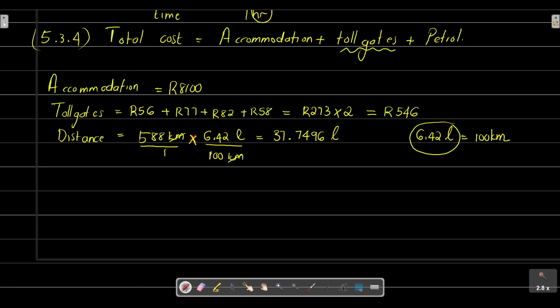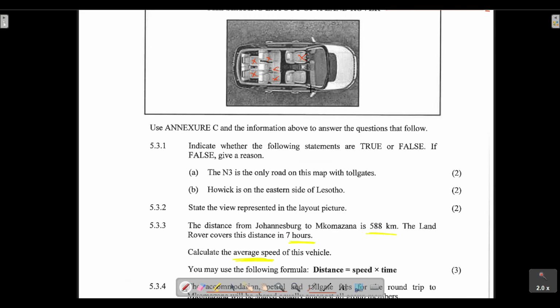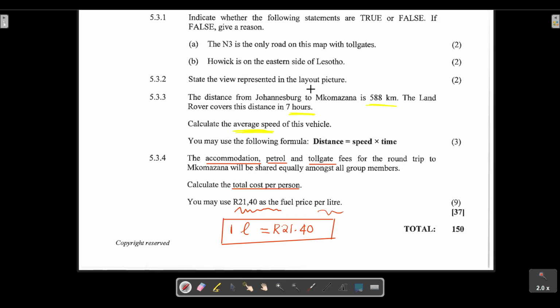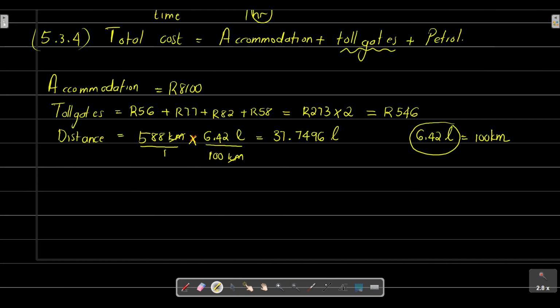Okay, however, we are not done. We were also given additional information here where we were basically told about how much is 1 liter of petrol. So do you see that we've got another equation here that's going to come in handy in helping us calculate the total cost for these 37 liters of petrol that we're going to use. Okay, so we've still got another equation that we can use to help us get to our answer.